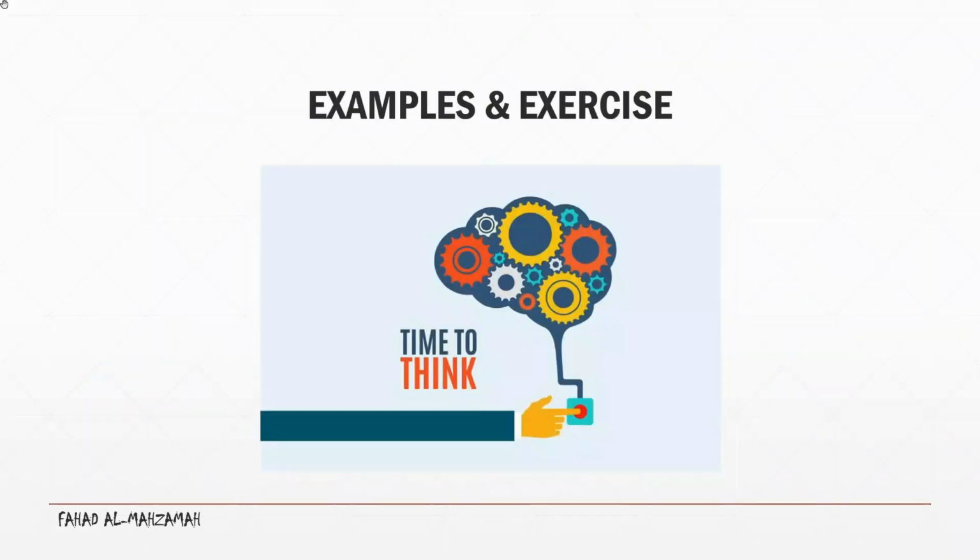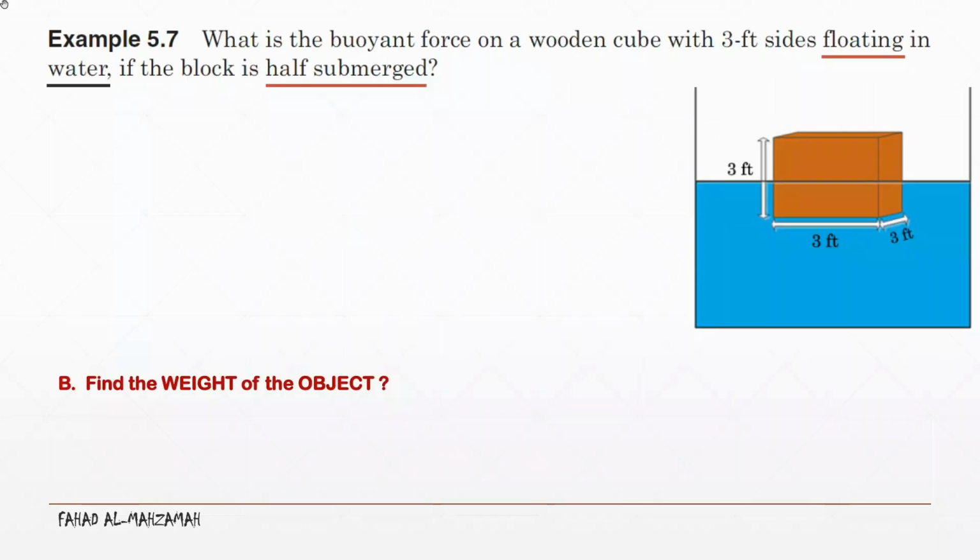So now let's take some examples and exercises to understand the idea. The first one is from the book. The question is, what is the buoyant force on a wooden cube? Okay, wooden cube, يعني مجسم مصنوع من الخشب، مادة الخشب، with 3 feet sides. Okay, with 3 feet sides.